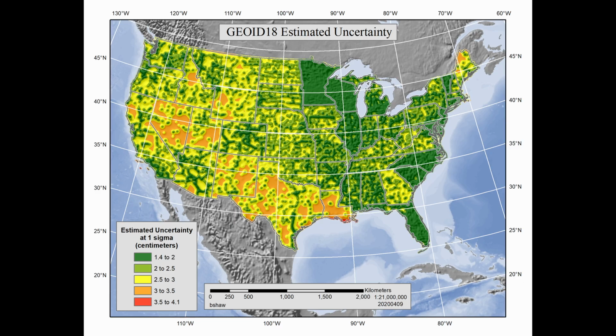There are many places in the world that do not have access to an accurate geoid, and as a result, GNSS-derived orthometric heights are often not an option when vertical accuracy is desired. That being said, Geoid 18 isn't perfect. NGS provides a map of an estimated error between Geoid 18 and NAVD 88, and as you can see, it ranges from about 1.4 centimeters to 4.1 centimeters at one standard deviation of confidence.